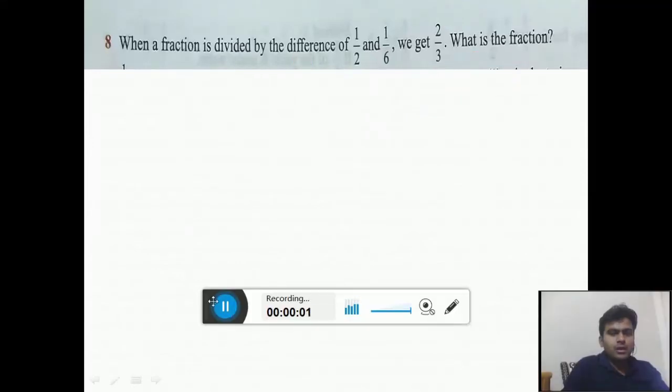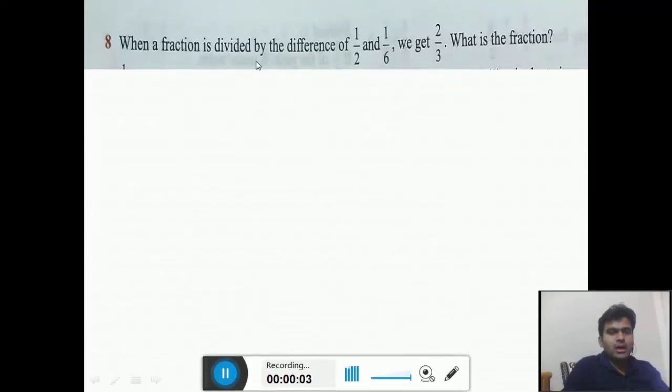Question number 8. When a fraction is divided by the difference of 1 upon 2 and 1 upon 6, we get 2 upon 3. What is the fraction? So let that fraction be equal to x, and this fraction is divided by the difference of 1 upon 2 and 1 upon 6.